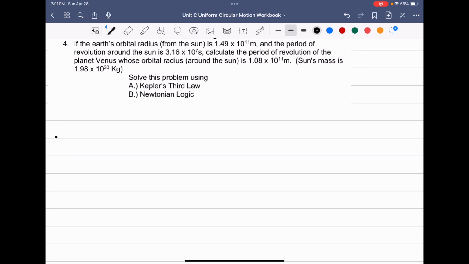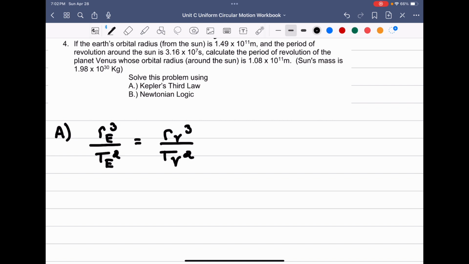So we're going to use the third law logic first and foremost, part A. It says that if I take the radius cubed for an object like Earth, and I divide it by the period squared of Earth, then this must be equal to the radius of Venus cubed divided by the period of Venus squared. And this goes back to Kepler's third law, which says that there's this law of harmonies.